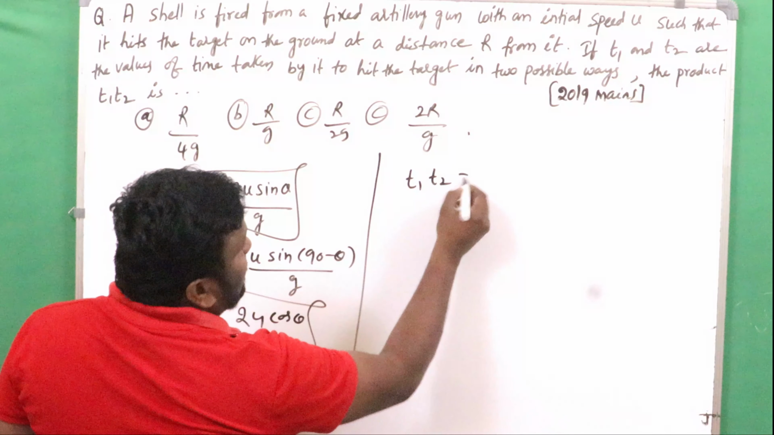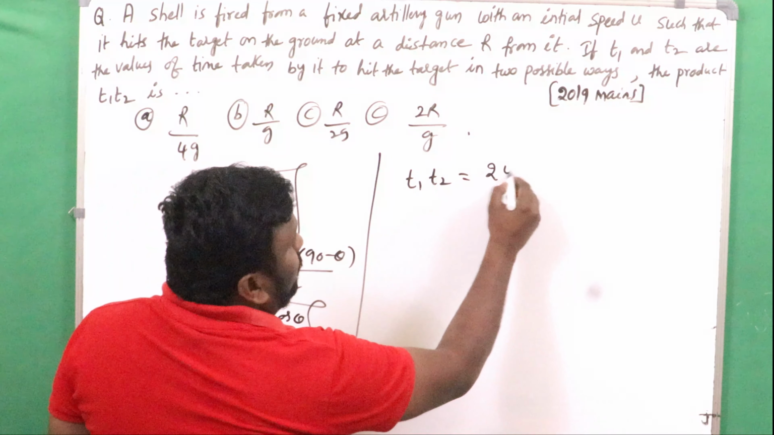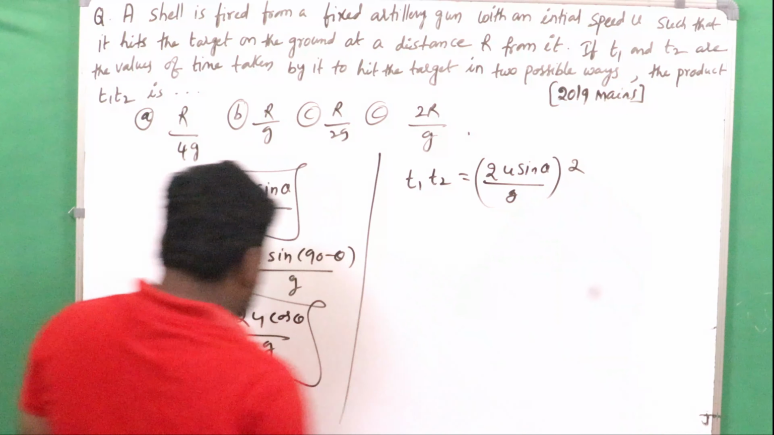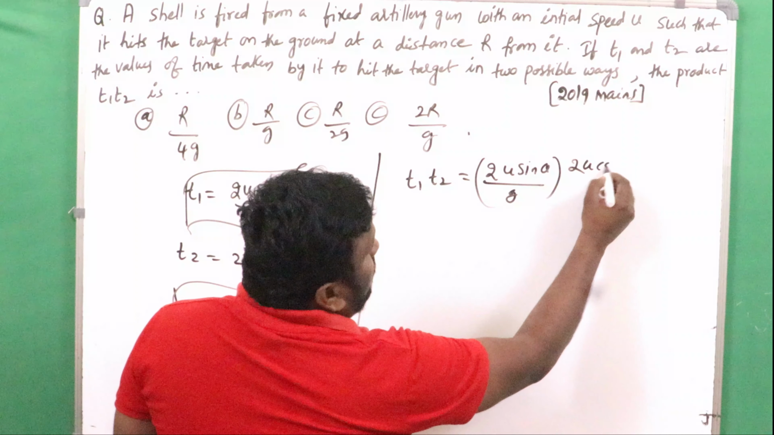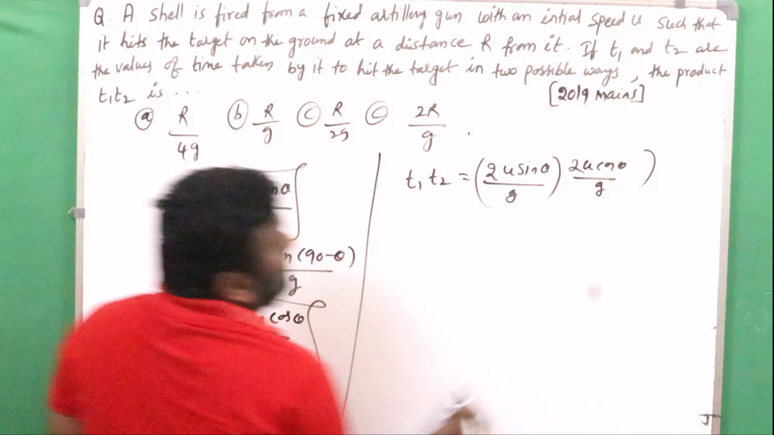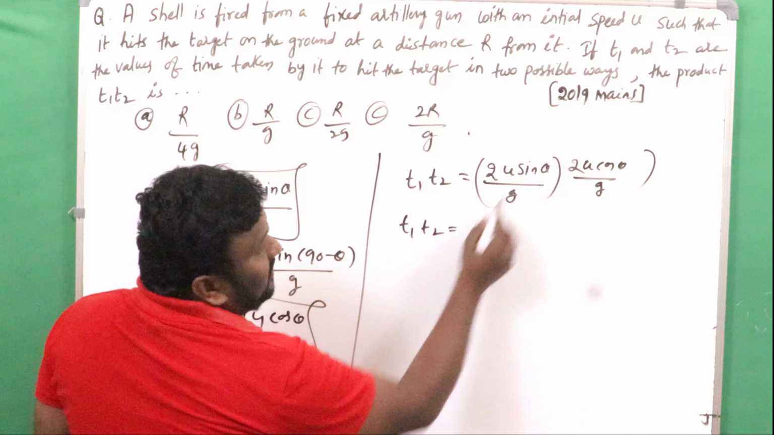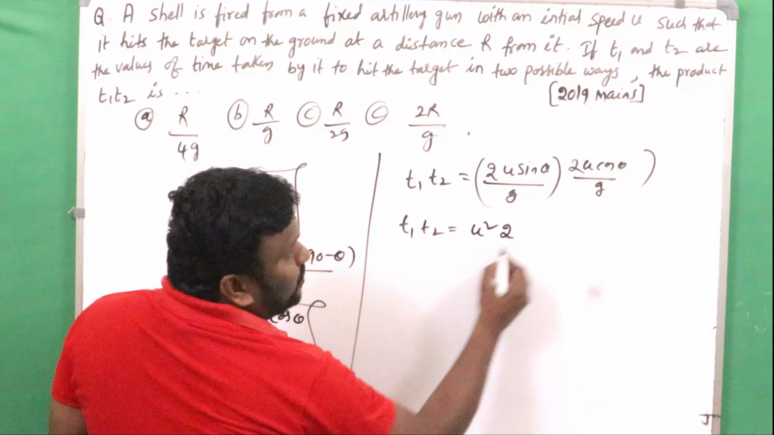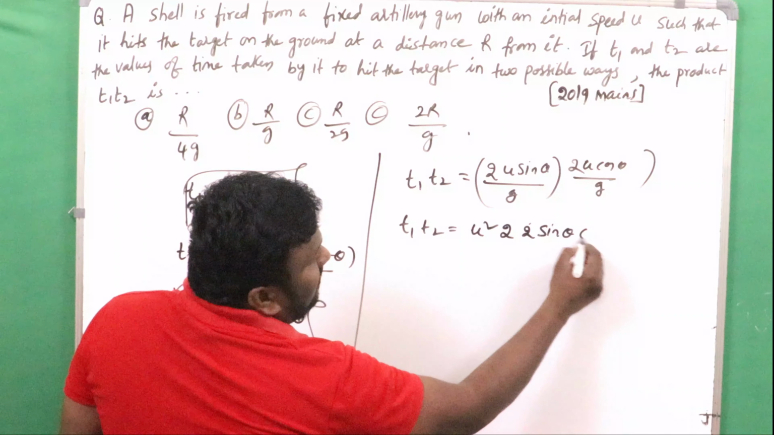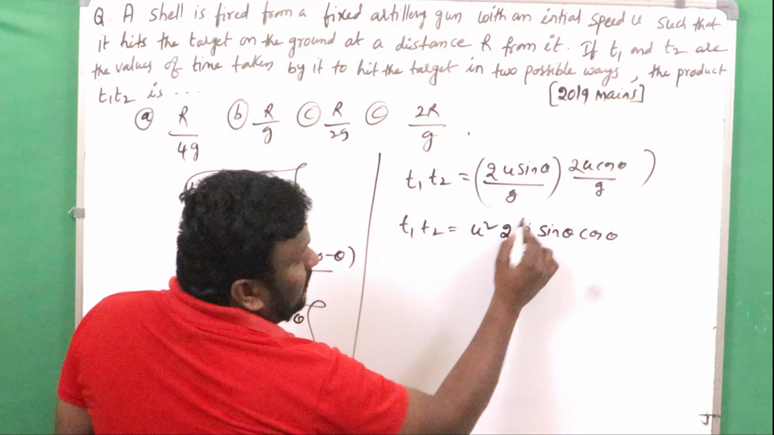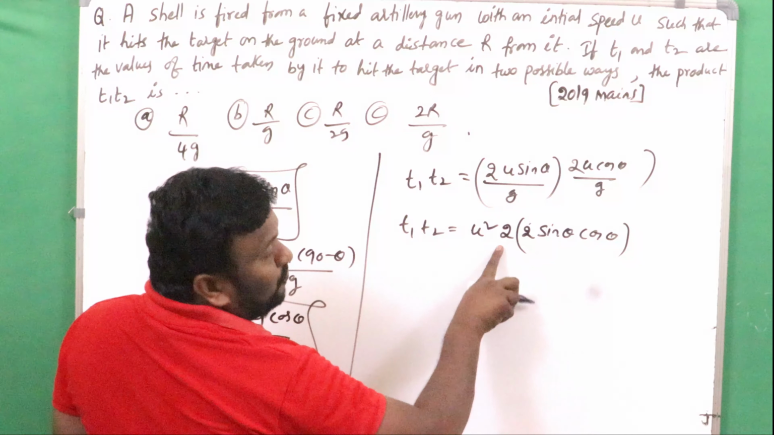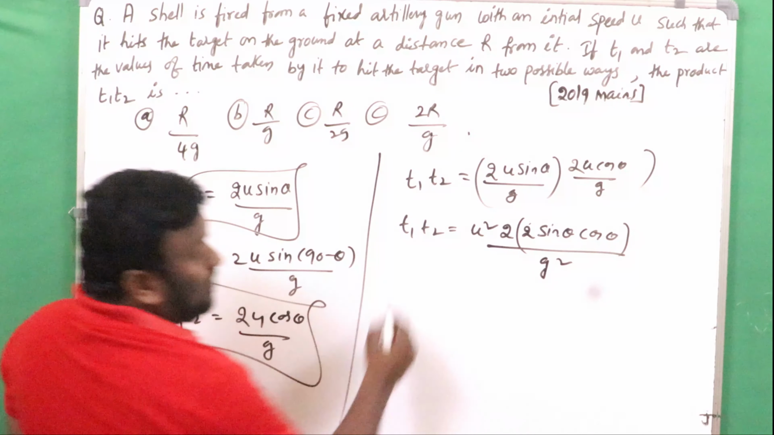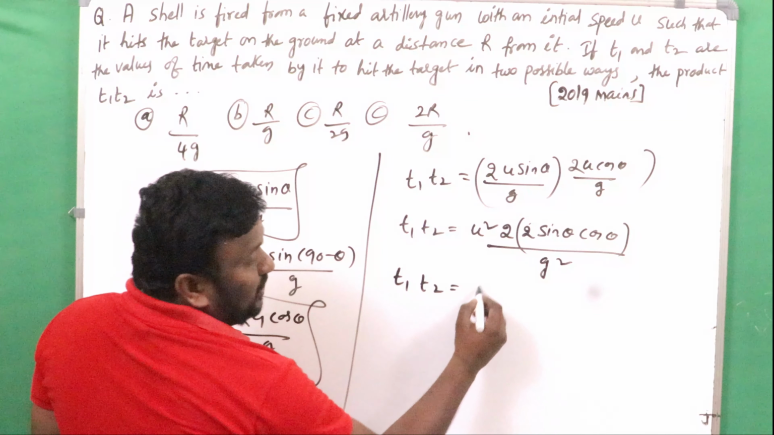So T1, T2 is equal to 2u sin theta by g times 2u cos theta by g. So here T1, T2 is equal to u square, and 2 into 2 is 4, or I am going to write it like this, 2 of 2 sin theta cos theta, 2 into 2 is 4, so sin theta cos theta by g square. Then T1 T2 is equal to u square.